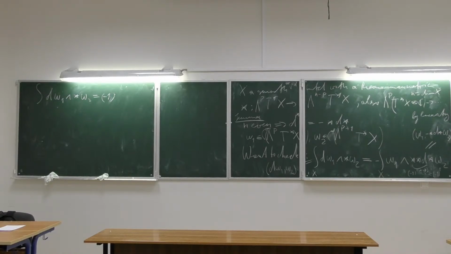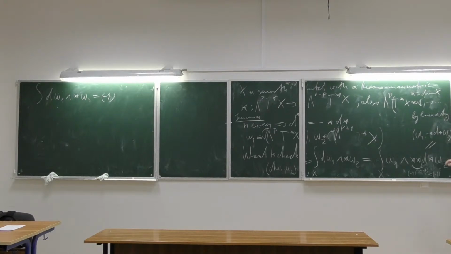So, omega 2 is a p plus 1 form. Then we apply Hodge star. We get an n minus p minus 1 form. Then we apply the differential. Oh, it's okay. Yes, but you're right.